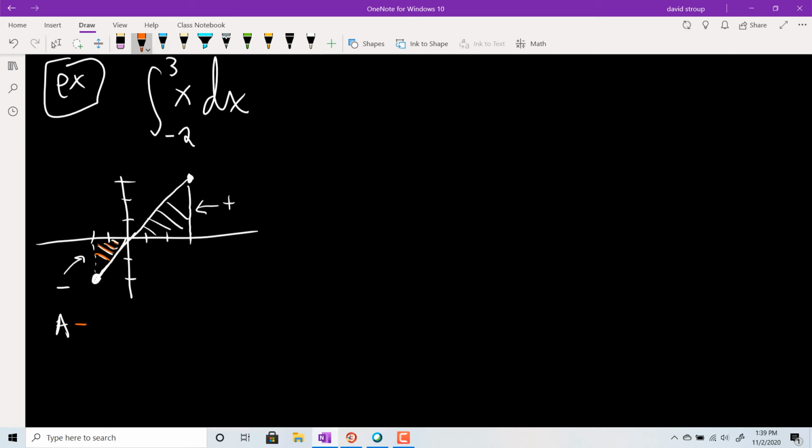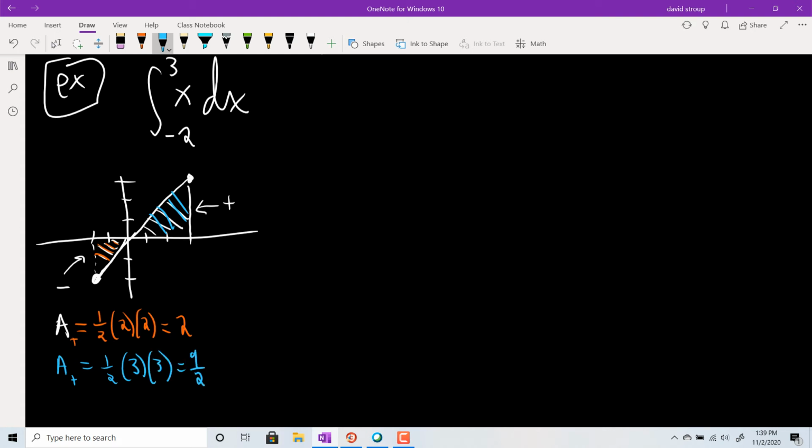So the area of that triangle, 1/2 base times height, is 1/2 times 2 times the height, which is 2. So that'll be 4 times 1/2, which is 2. And then the other rectangle, maybe put it in blue or something, over here, the area of the other triangle, 1/2 base times height is 9/2.